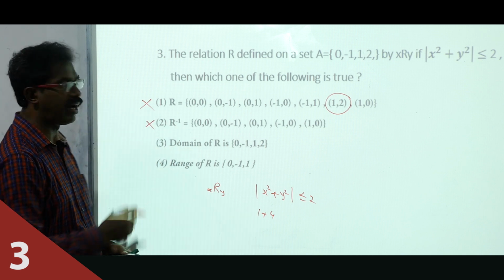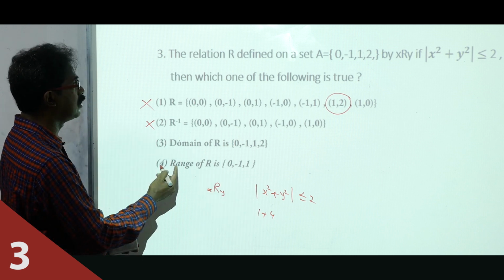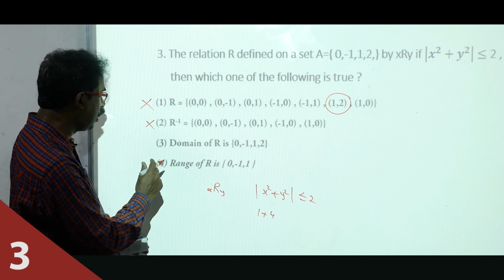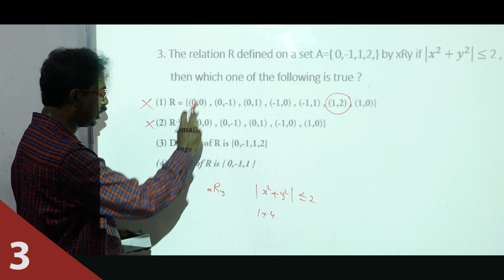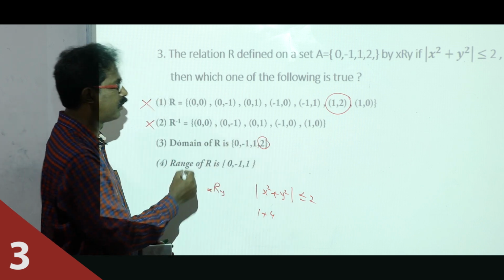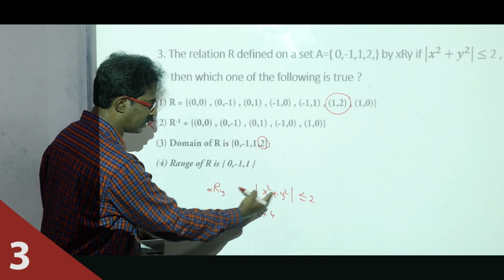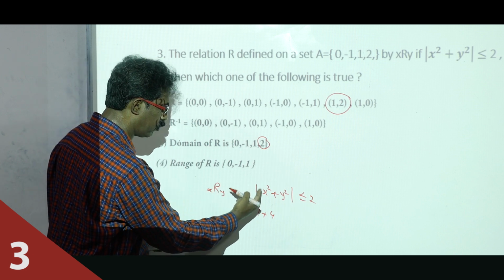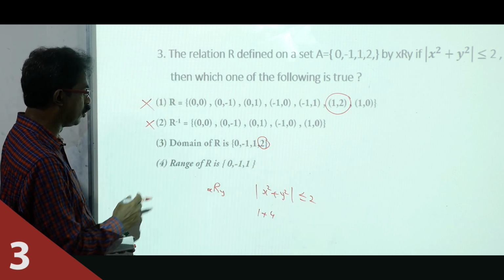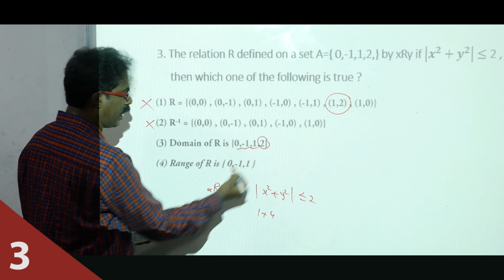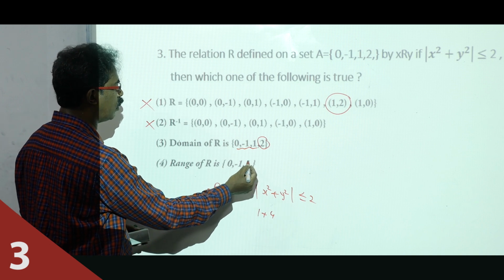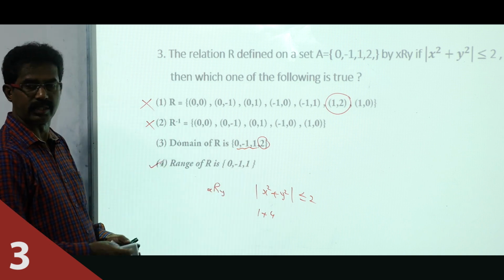And the domain of R is not A. A is a set, that's all. Domain of R means in the relation, you take the first elements. In the first element, definitely 2 cannot come. If I take 2, it won't satisfy this because 2 square is 4, and 4 plus any number, you won't get less than or equal to 2. So that is also not possible. The domain of R is only 0, minus 1 and 1. So the range of R is 0, minus 1, 1 and that is the correct option.